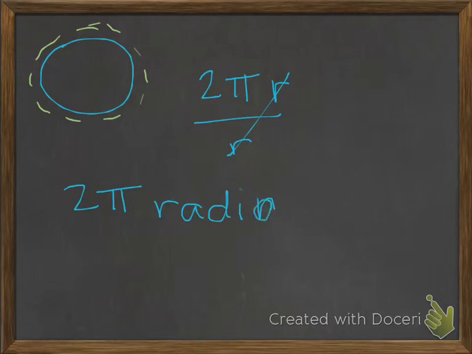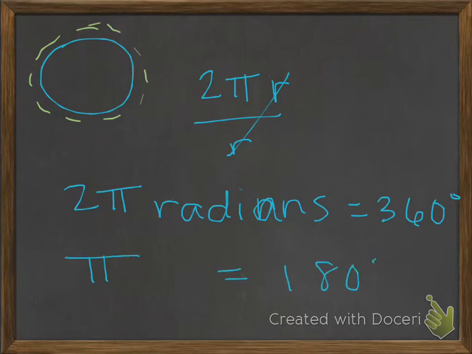And to tie this together, we know there's 360 degrees in 1 full circle. So 2 pi radians equals 360 degrees. Similarly, another important fact is that pi radians would equal 180 degrees. So that would be equivalent to half a circle. So half a circle has pi radians, half a circle has 180 degrees.